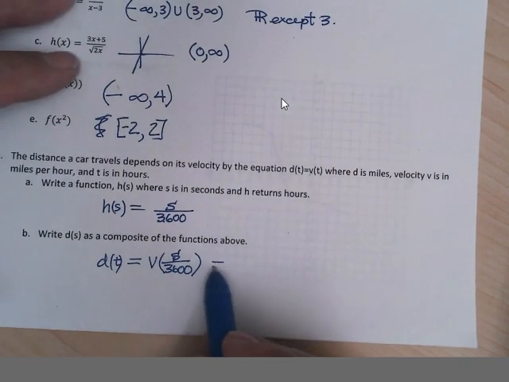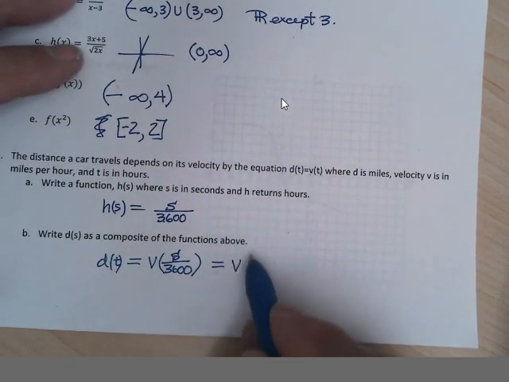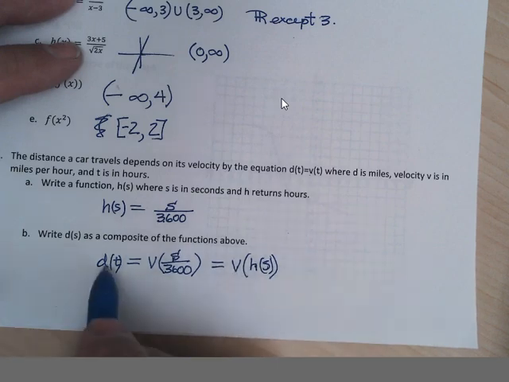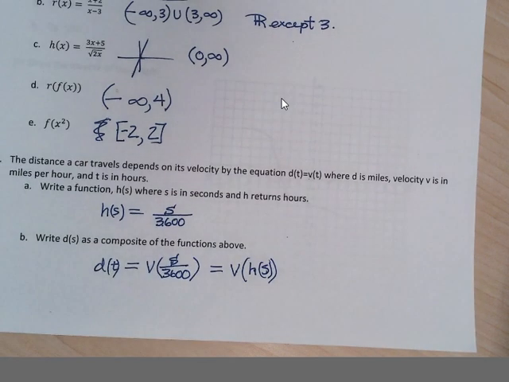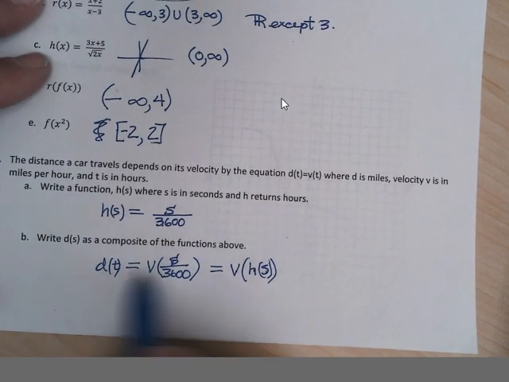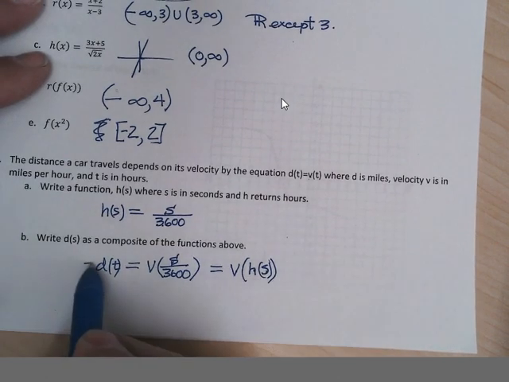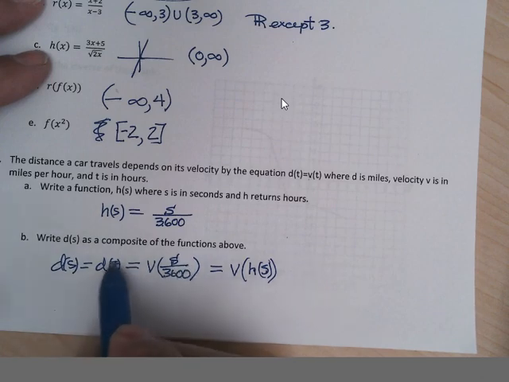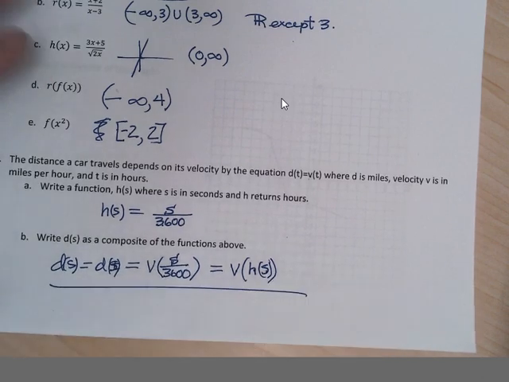Or, if you will, V of H of S. Take the S, convert it to hours, and then put the hours into velocity, and you get the distance. And that would be now, since the variable is S, this is d of S. Before it was d of t, but we changed the t to s, so this becomes d of s.